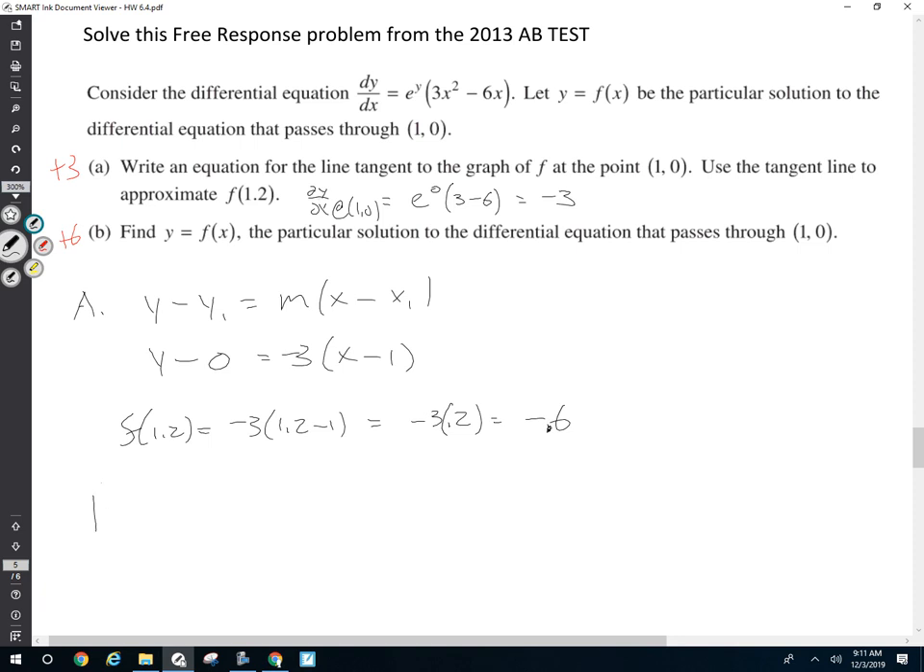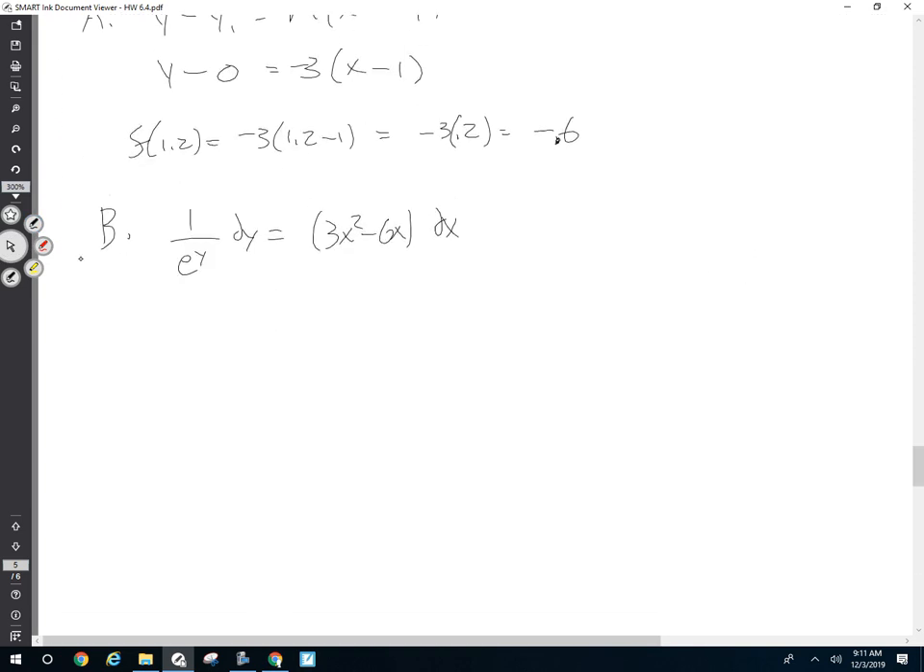Part B, solve. Separate our variables. I'm going to go ahead and just do this first step right here. I'm going to divide by e to the y, going to multiply by dx. That's worth 1 point. Anti-derive both sides. We've done this one before. Remember, it's e to the negative y. So the antiderivative will be negative e to the negative y. Right side, 3x squared minus x cubed minus 3x squared plus c.